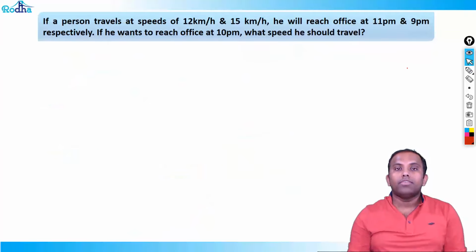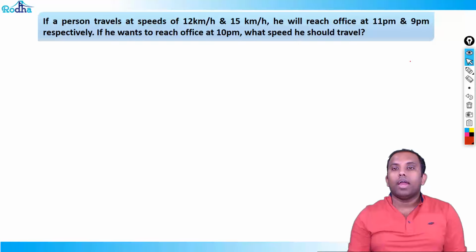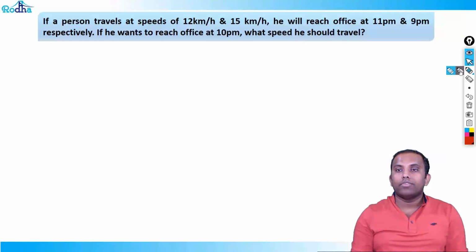If a person travels at speeds of 12 km per hour and 15 km per hour, he will reach the office at 11 PM and 9 PM respectively. If he wants to reach the office at 10 PM, what speed should he travel? Now see, this is quite clearly visible here.